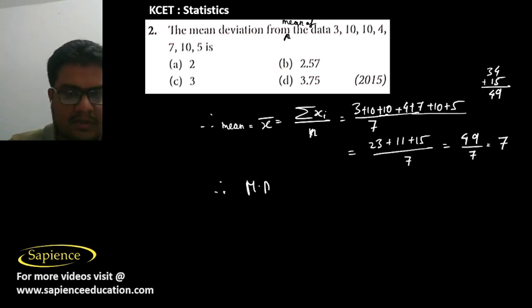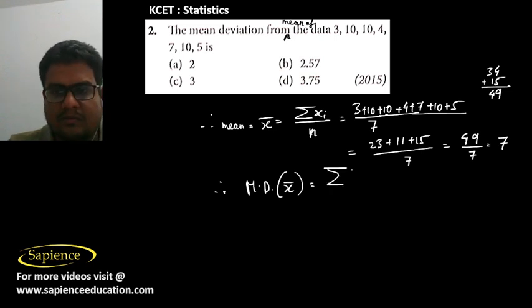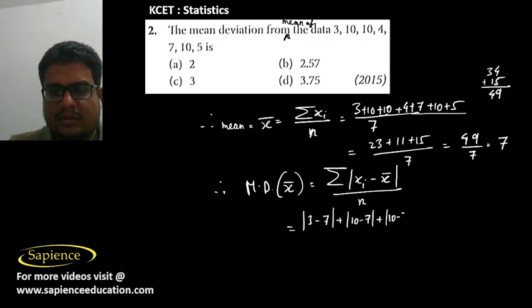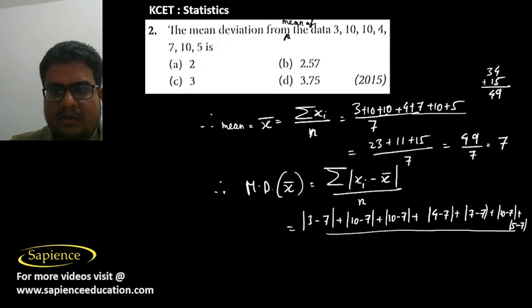Now the mean deviation from the mean will be equal to summation of mod xi minus x bar divided by n. So we need to add these up: mod of 3 minus 7 plus mod of 10 minus 7 plus mod of 10 minus 7 plus mod of 4 minus 7 plus mod of 7 minus 7 plus mod of 10 minus 7 plus mod of 5 minus 7, all divided by 7 observations.